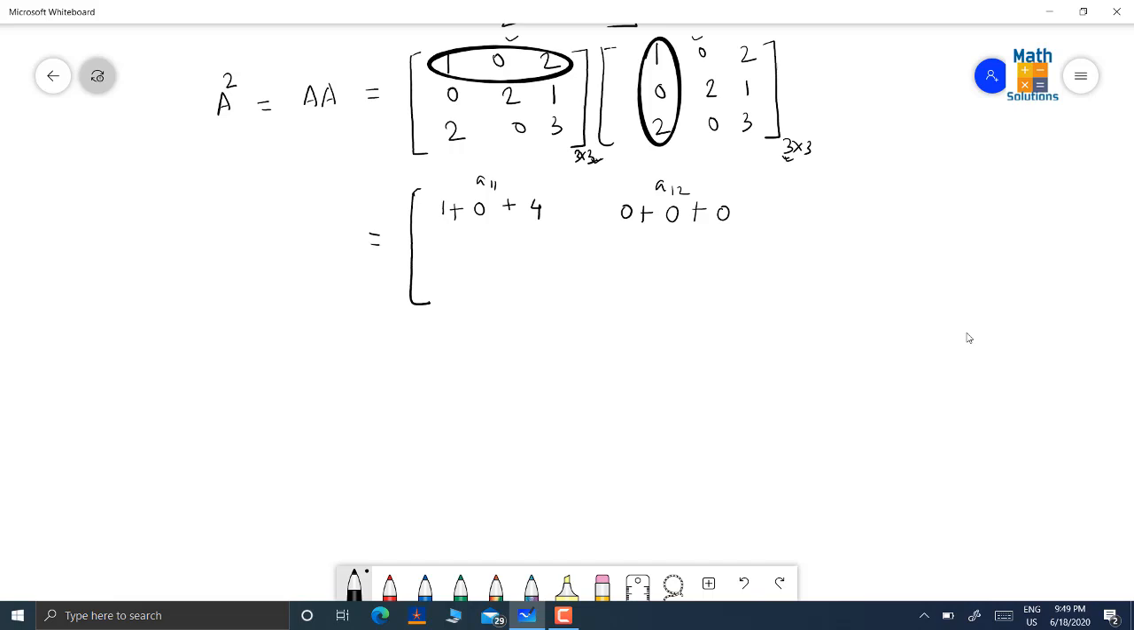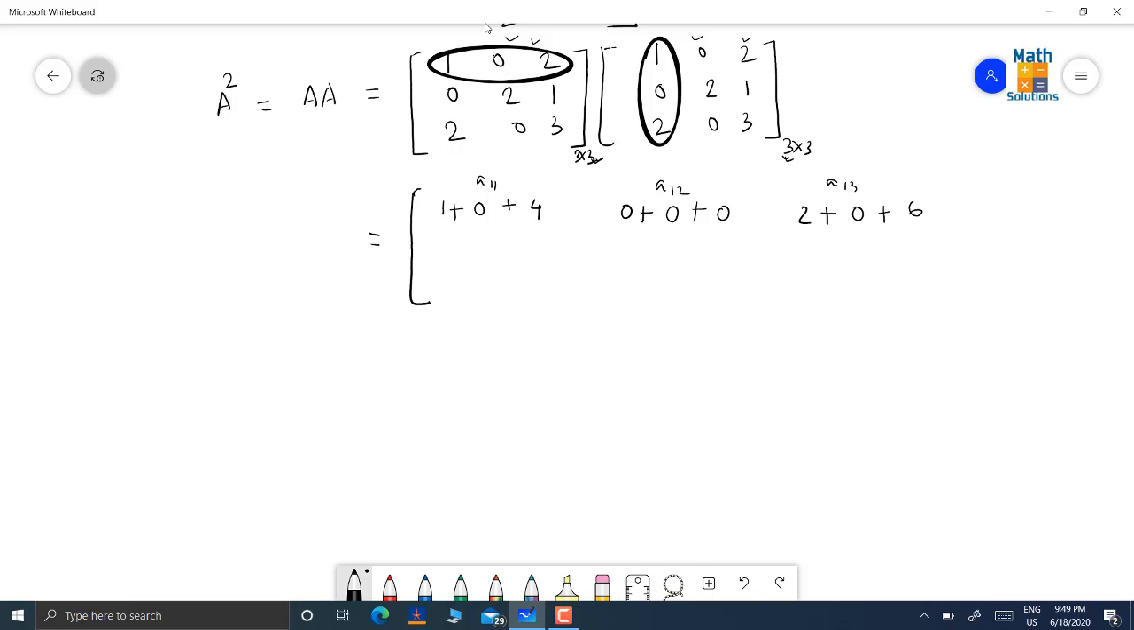Then in the third case, for getting a13 position, we have to choose this first row and this third column. So what can we do? 1 into 2 will be 2, plus 0, second elements should be multiplied, 0 into 1 should be 0, then after 2 into 3 will be 6 here.